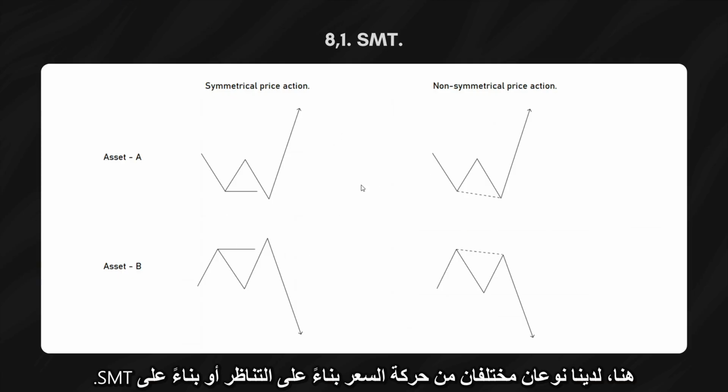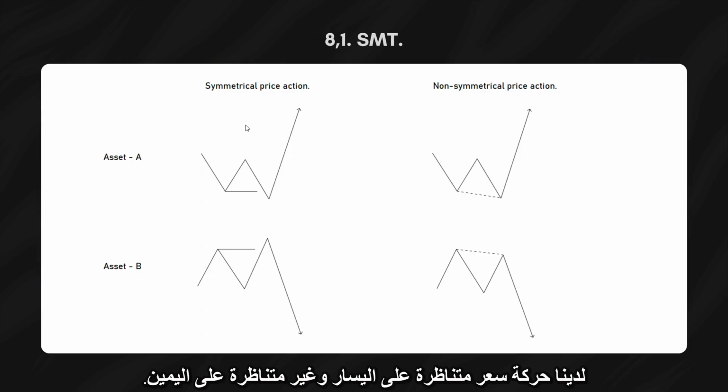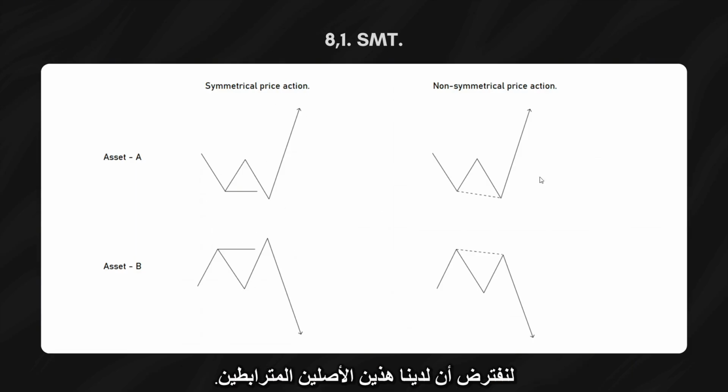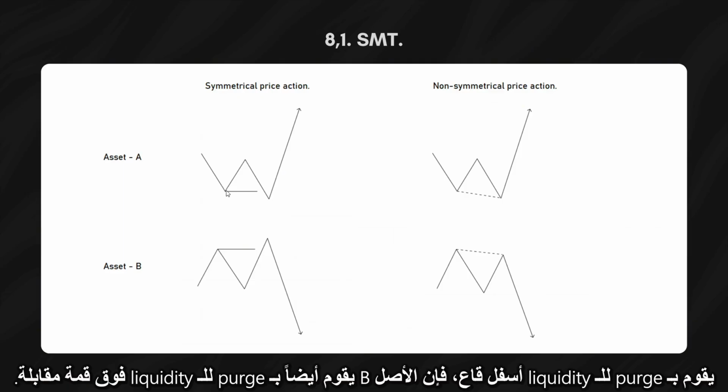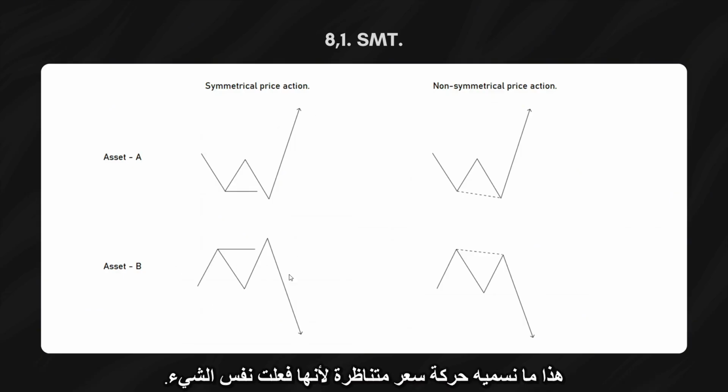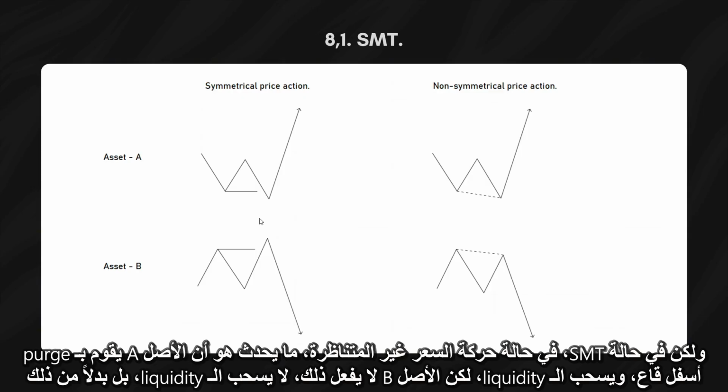Right here, we've got the two different types of price action based on symmetry or based on SMT. We've got symmetrical price action on the left and non-symmetrical on the right. Let's say we've got these two correlated assets, asset A and asset B. Normally, what happens is that these two correlated assets form symmetrical price action and they move in tandem, which means that if asset A purchases liquidity below a low, then asset B also purchases liquidity above a corresponding high. That's what we call symmetrical price action because they've done the same thing.